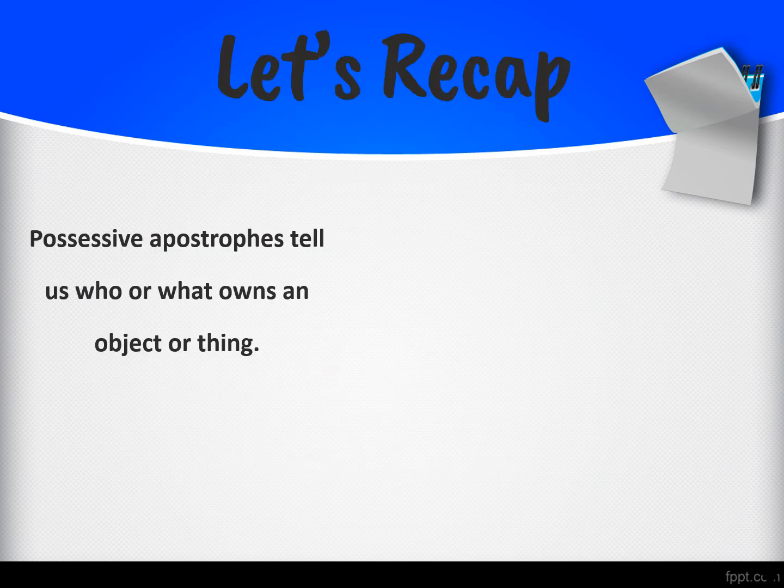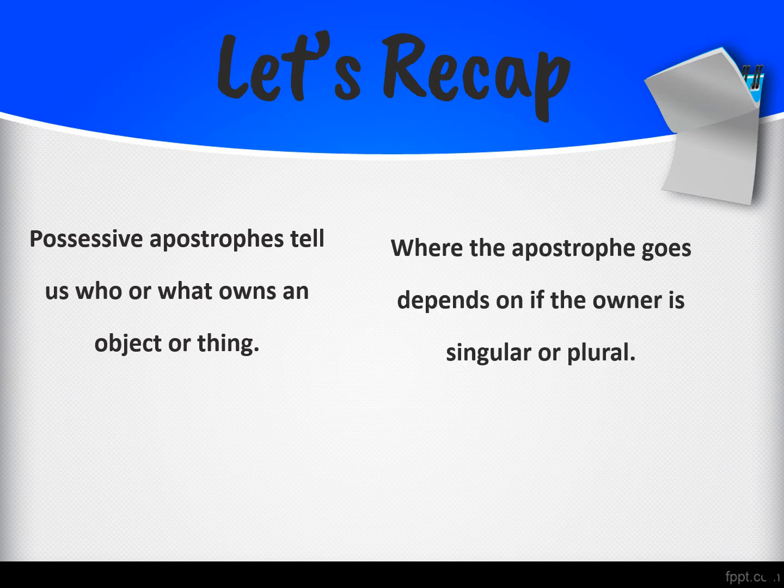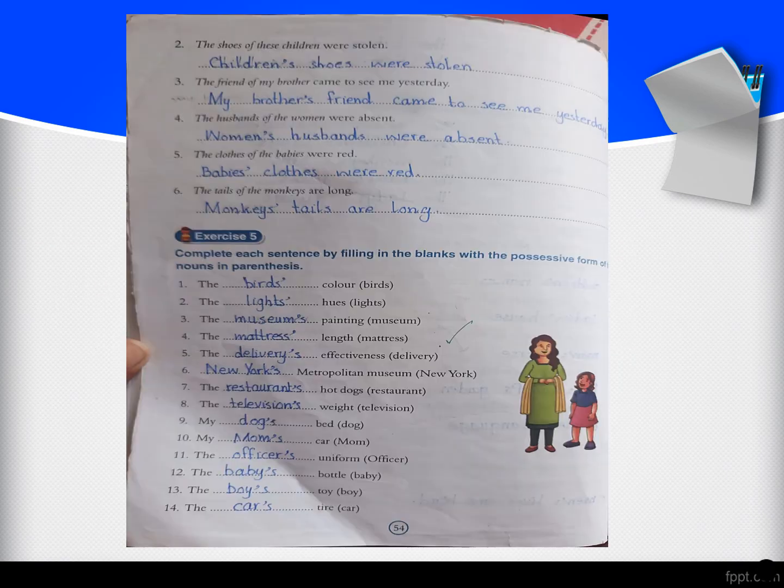Possessive apostrophes tell us who or what owns an object or thing. Where the apostrophe goes depends on if the owner is singular or plural. This is a solved image of the English Skills Book, page number 54. You can solve this exercise with the help of this one, and I hope with the help of this video you will be able to solve any exercise.